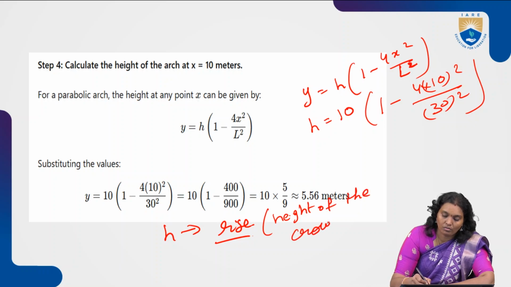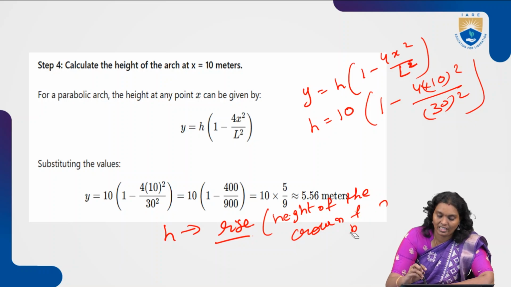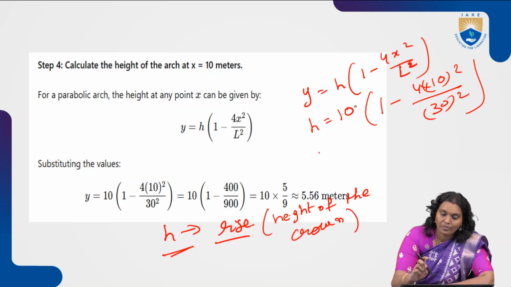Height of the crown from base. The crown is nothing but the highest point from the base, so no need to write this. Wherever the crown point is, that is nothing but the rise, h. Here y is equal to h, this is the formula, h is equal to 10 meters and x is equal to also 10 meters.